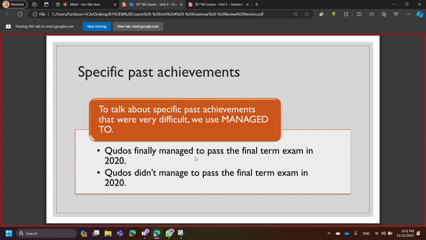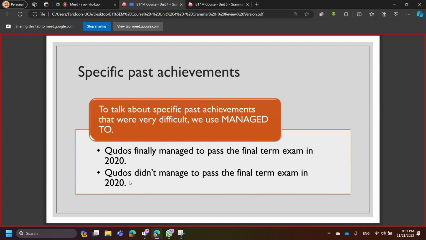Okay, and how do we know it's very difficult? Because you're using managed to. Okay, so managed to has like an indirect meaning, that the achievement you're talking about or the ability you're talking about was very difficult. Okay. And the negative one, Qudus didn't manage to pass the final term exam in 2020.